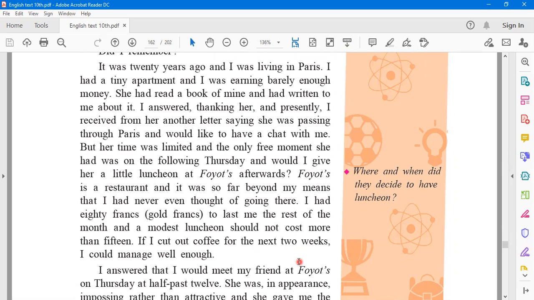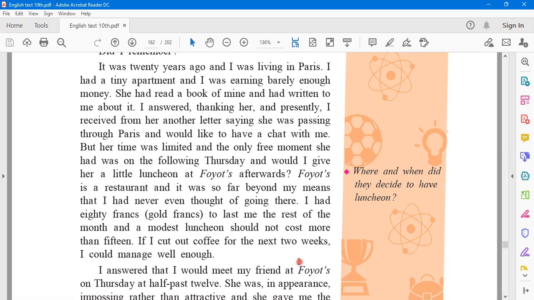And a modest luncheon should not cost more than 15. So he started calculating mentally that I had 80 francs. So even if I manage to take that particular lady for a modest, that is a very simple lunch, it should not cost me more than 15 francs. If I cut out coffee, if I stop drinking coffee for the next 2 weeks, I could manage well enough.